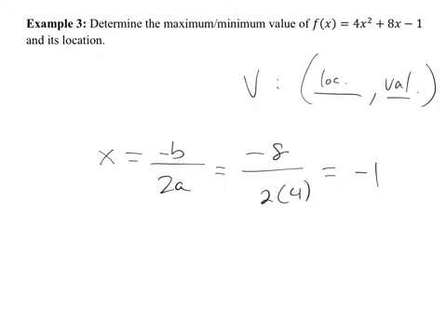So I know already that the location is -1. That is where the max or min will occur. What do you think it will be here? A max or a min? Minimum. Why? Come on, go to the last slide. You know this. You should be able to answer this.